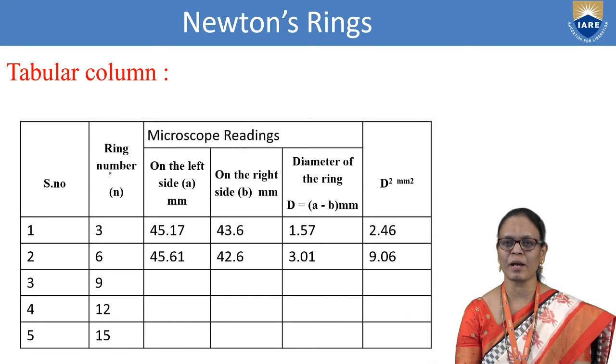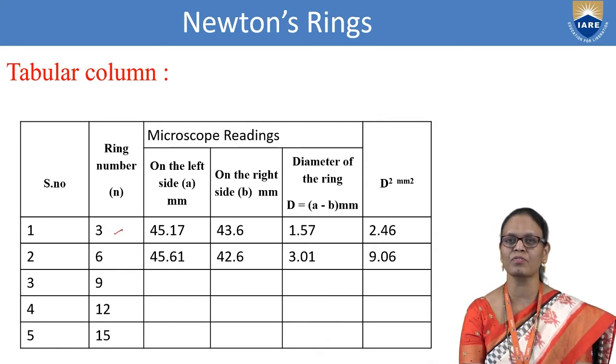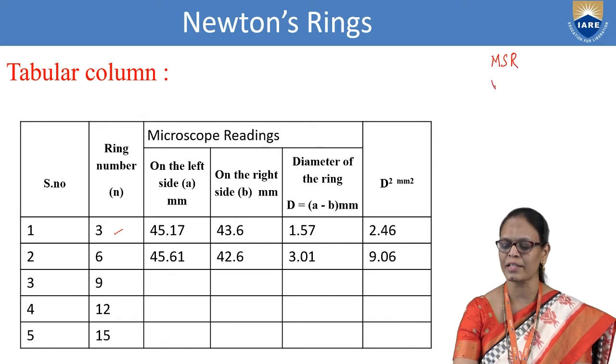So this is how we tabulate the readings. First we note down the number of the ring, 3rd ring. What is the reading on the left side? For the microscope, we have 2 scales. One is the main scale reading and the second one is the vernier scale reading. The total reading will always be the sum of the main scale reading plus the vernier scale reading.